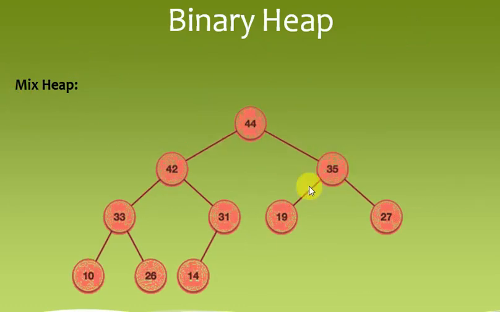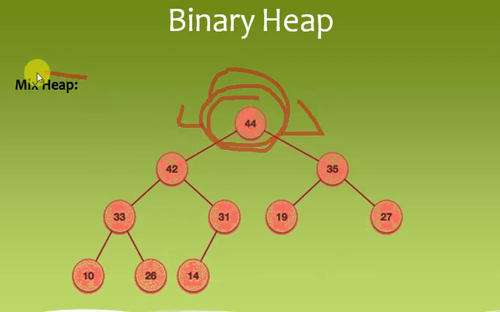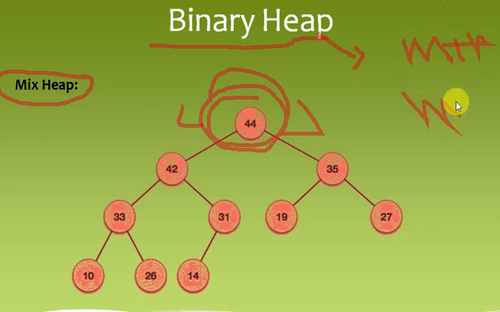In the next slide you can see that the root node has the maximum value and all the other values are less than the root node, so this will be called a maximum heap. So we can define that a binary heap will be of two types: minimum heap or maximum heap.